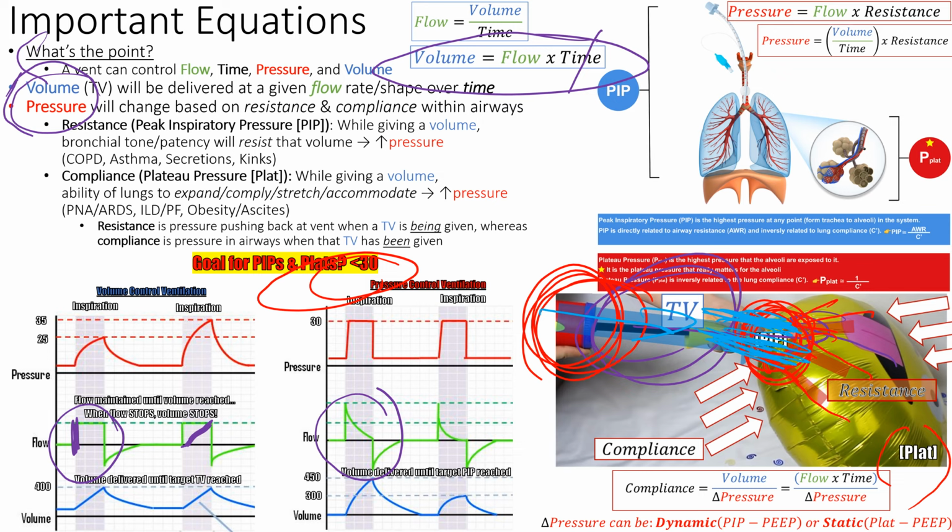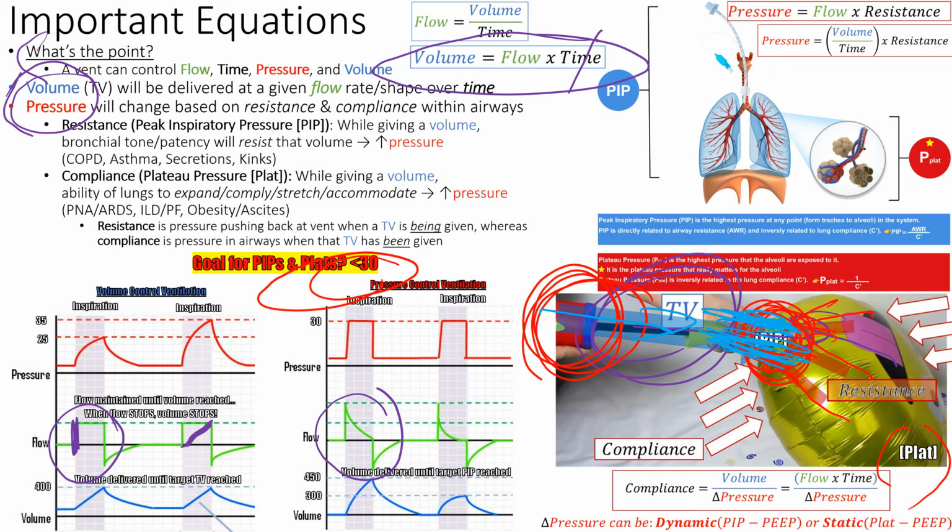My peak inspiratory pressure is high because the upper airways are clamped down. The airways are kinked. The airways have secretions. The airways are bronchospasming. The airways have angioedema, right? There's something in the way of getting the air into the chest, right? That is the resistance that's happening there.